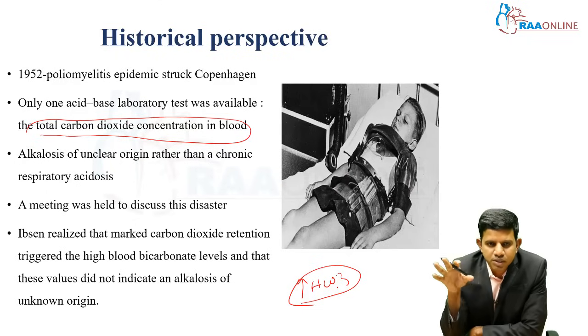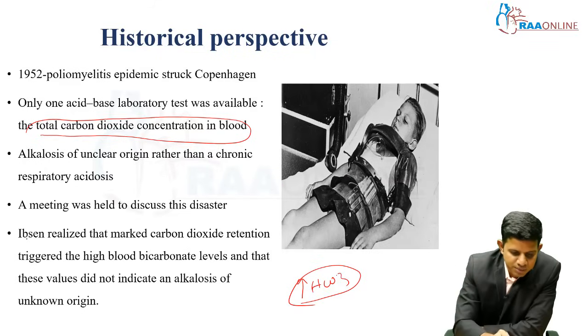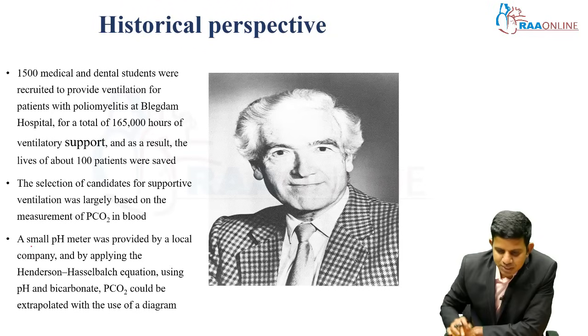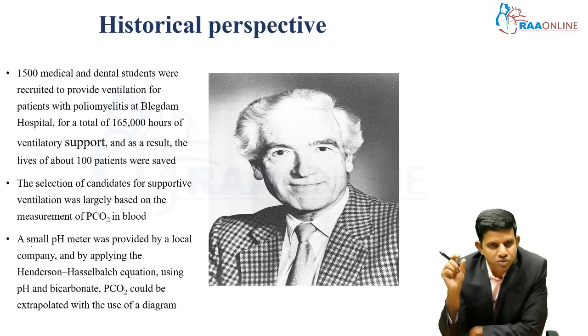A lot of patients were dying, so they held an emergency meeting in the epidemic region. One of the anesthetists, called Ibsen, realized that this increase in bicarbonate was not because of metabolic alkalosis, but because of increased PCO2. Poliomyelitis patients had respiratory muscle weakness and bulbar paralysis, so they retained carbon dioxide, which increased the bicarbonate. So it is not a metabolic alkalosis, it is a respiratory acidosis.